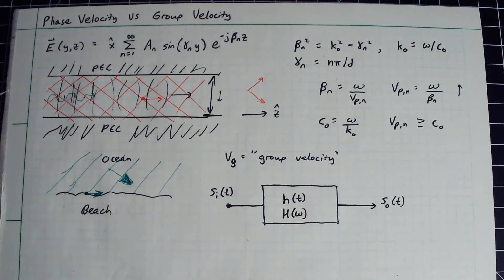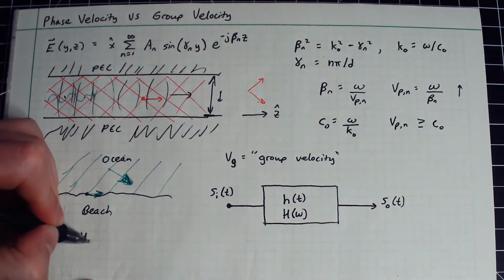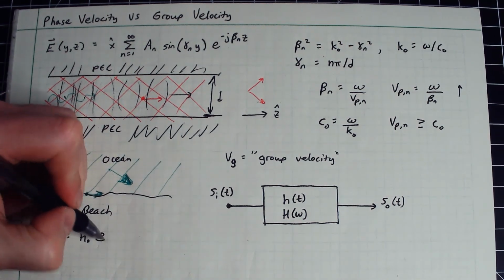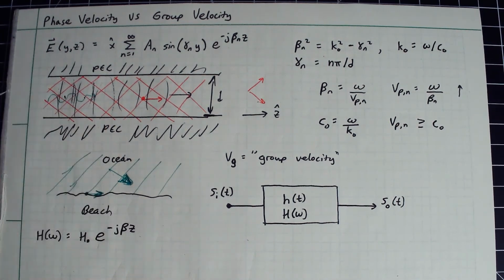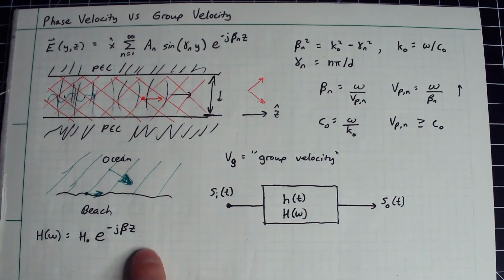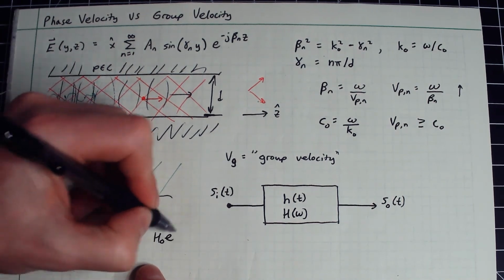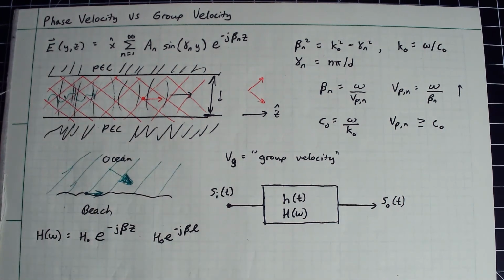So all I'm going to assume is the following. H of omega is equal to some constant, we'll just call it H naught, some constant of proportionality, times e to the minus j beta z. At least your book uses z. I think it might make a little bit more sense to say H naught e to the minus j beta L, but some fixed length.